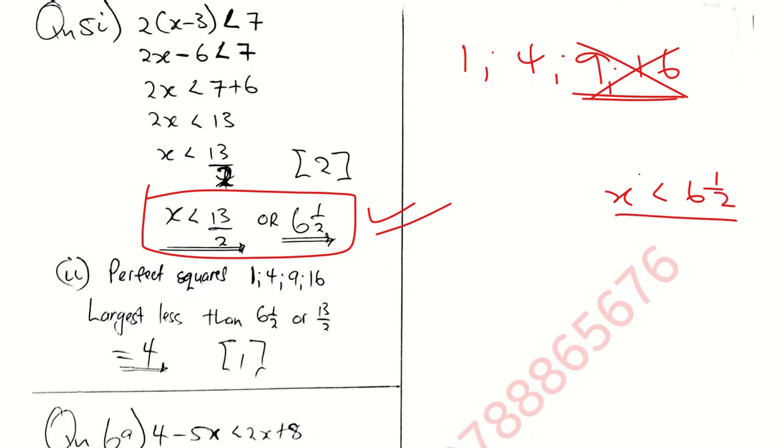Where we are told x is less than 6 and a half, we are saying x is below 6 and a half, smaller than 6 and a half. So below 6 and a half, which perfect squares do we get? For example, the largest perfect square we will get below 6 and a half is which one? It is 4. That is why here we are taking 4 as our final answer. So the largest perfect square less than 6 and a half is 4.